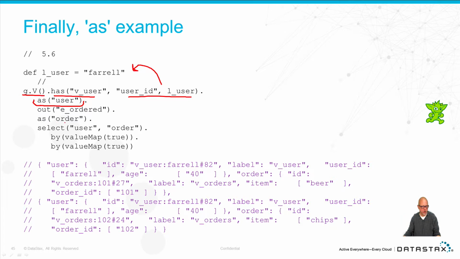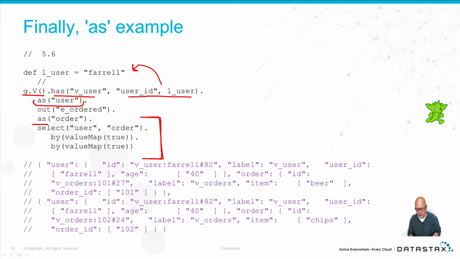And when I land there, another vertex, what vertex is user connected to through ordered? He's connected to orders. I'm going to call it order, again, like another SQL table name alias. And where previously we had done a value map, this time I'm going to do a select and say, give me everything from user and everything from orders. This would be the equivalent of a two-table select in SQL. Select star from two tables in SQL where the tables are joined on an equality.